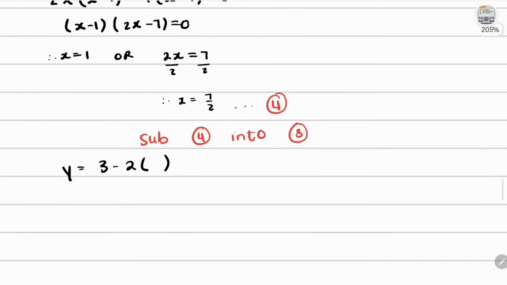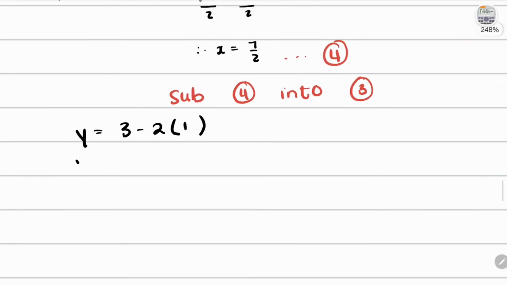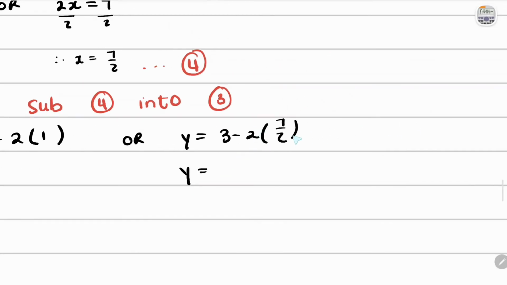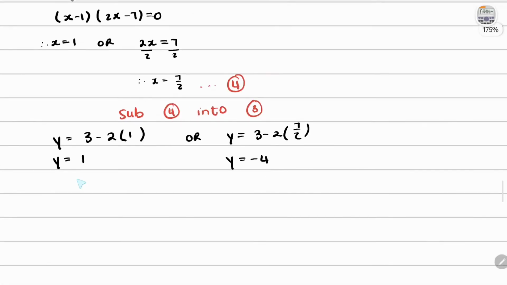The first x value we have is 1 and y equals 3 minus, that's just 2 times 1. So that is 1. Or the second solution would be 3 minus 2 times 7 over 2. And then you see here that the 2 and the 2 in the numerator and denominator cancel, and you have 3 minus 7, which is negative 4. And those are our answers. X equals 1 while y is equal to 1, or x is equal to 7 over 2 while y is equal to negative 4.